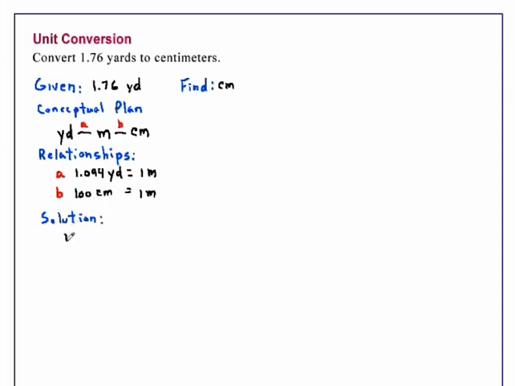Starting with the 1.76 yard, we want to convert this to meters. So we will put the meters in the numerator, put the yards in the denominator, and then put in the conversion factor, 1.094. Yards cancel, and we have meters.